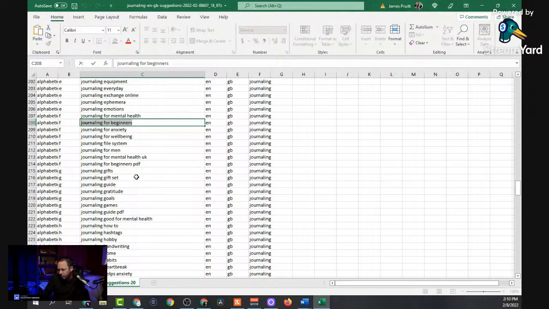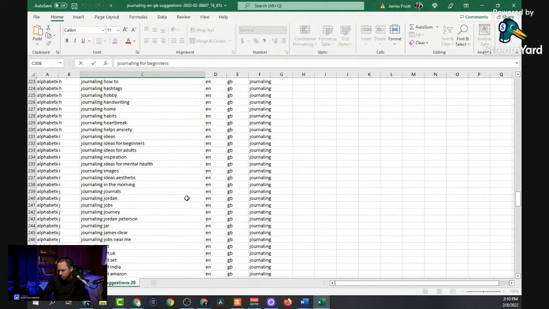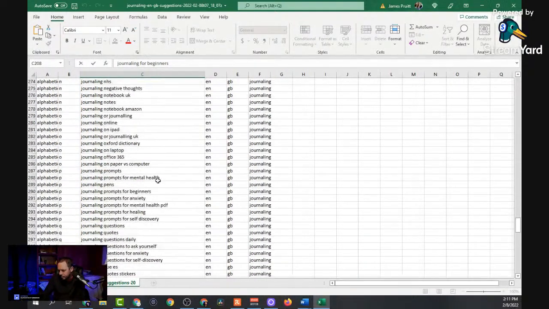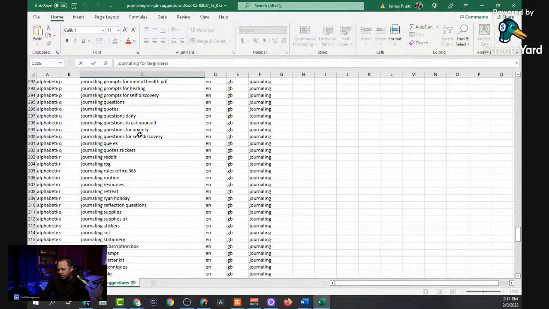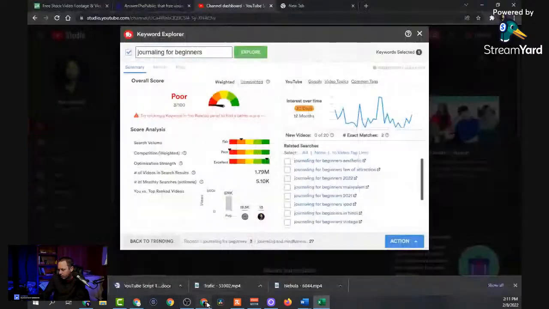One of the first things that we want to look at, journaling for your well-being, journaling for men, journaling gifts, journaling guide, journaling games, journaling goals, journaling images, ideal aesthetic. So there's a lot of things here about journaling. Some of these I will. Journaling questions daily, journaling questions to ask yourself, journaling questions for anxiety, journaling questions for self-discovery. Copy. Let's look at that one.